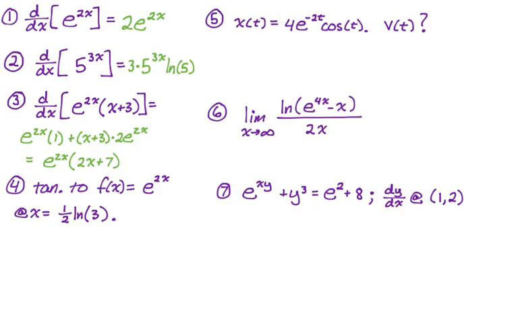All right, let's take a look at the next one. We want to find the tangent line to f of x equals e to the 2x at x equals 1/2 natural log of 3.